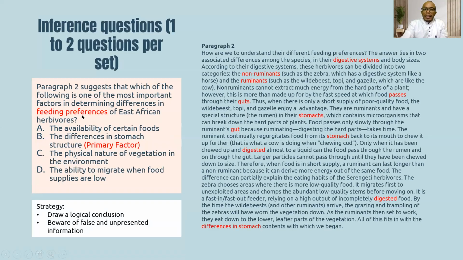Here, the keyword that we need to highlight to help us find the bits of information to help us make the conclusion is feeding preferences. So we need to identify one of the most important factors in determining or identifying differences in feeding preferences of East African herbivores.